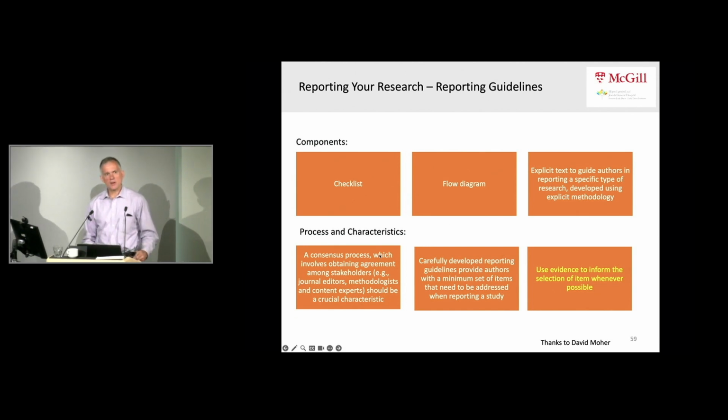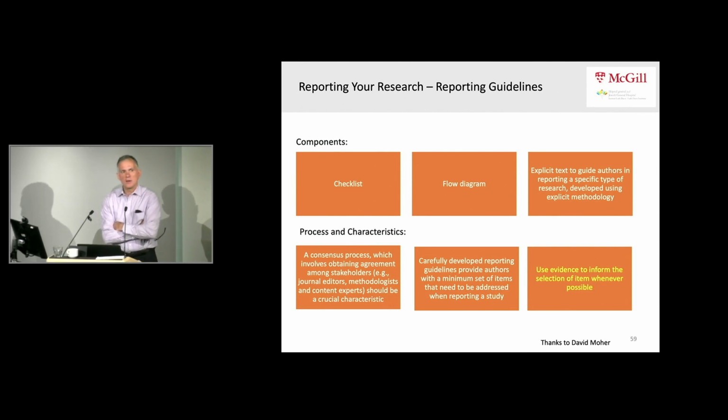And good reporting guidelines, and I'll show you where to find them through the Equator Network, are evidence-based in themselves. I'll show you the process for getting them, but they're vetted quite rigorously. There's different people, stakeholders giving input. They're carefully developed and tested. And they use evidence to inform what they're telling you to report. But a reporting guideline is supposed to be the minimum set of information that you should have provided in your study.